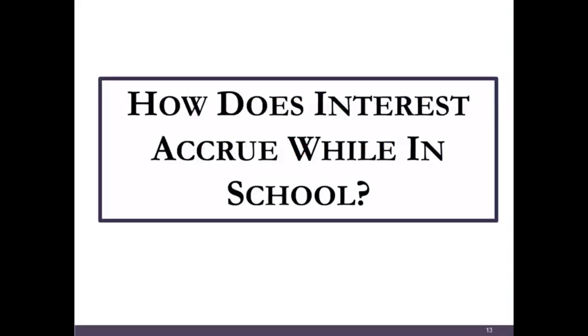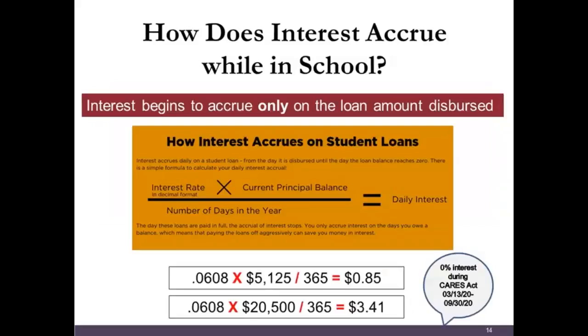So how does interest accrue while in school? So the main thing, of course, is that interest does begin to accrue only on the amount disbursed. So say, for example, you took out that $20,500 loan, and the amount disbursed for the summer quarter on that unsubsidized loan is only $5,125, which is 1/4 of the $20,500, because you're attending 4 quarters. So typically your loans are always split up into 4 quarters. You would at first only pay interest on the $5,125 because that's all that's been disbursed on your account.